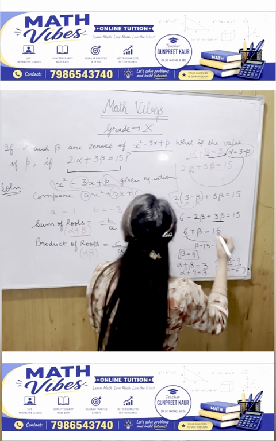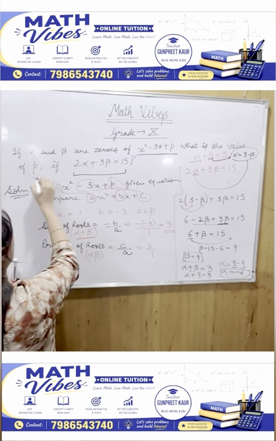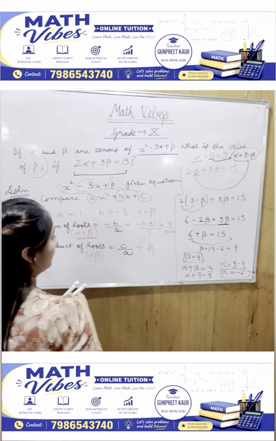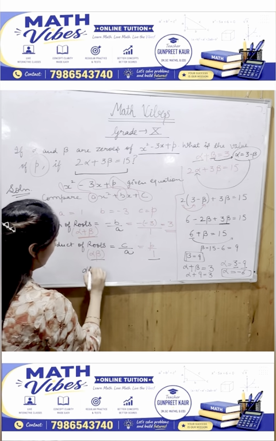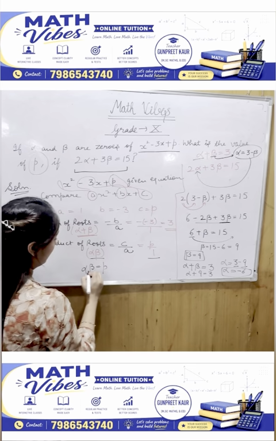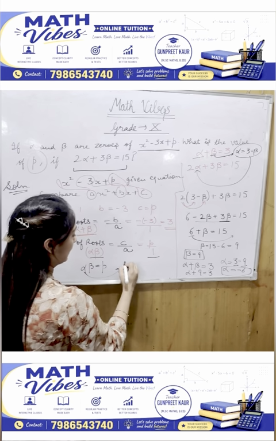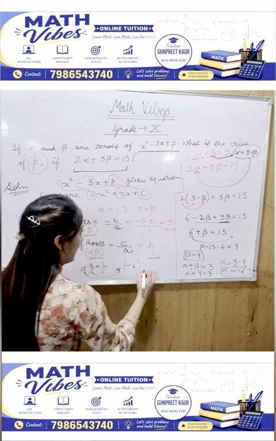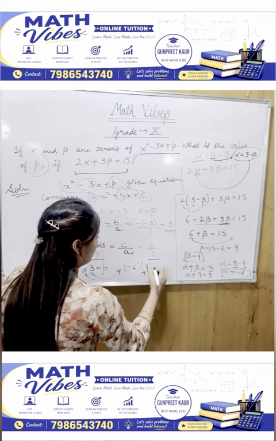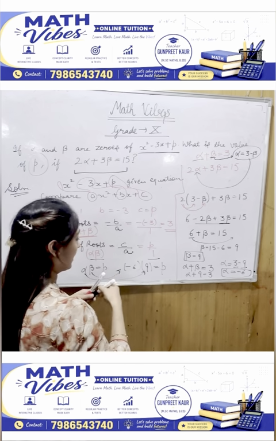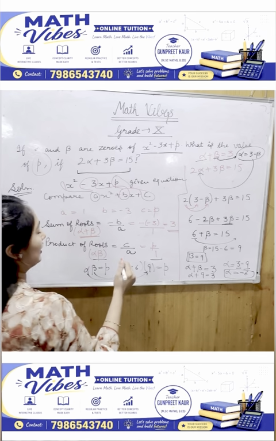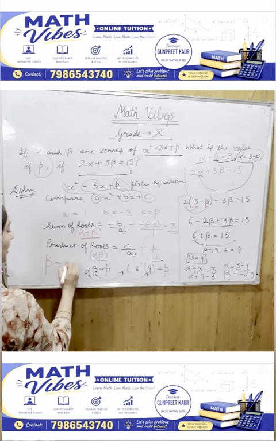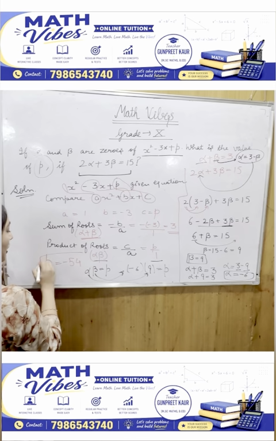Now what to do? We have to find the value of P. See here, alpha beta will be equal to P. We have to put the values here. For alpha I will put minus 6, and for beta I will put 9, is equal to P. So 6 times 9 is 54. Plus minus will be minus. So value for P is equal to minus 54 will be your result.